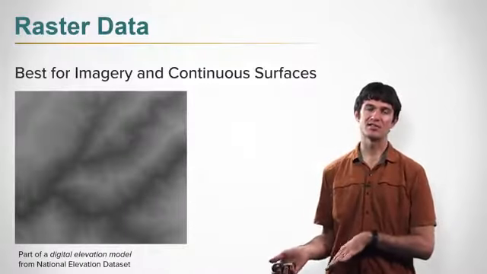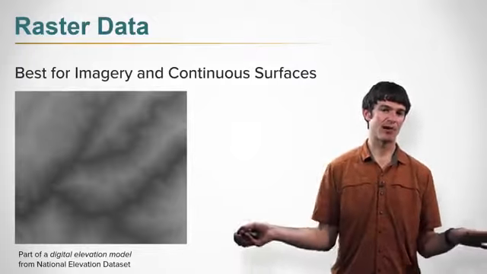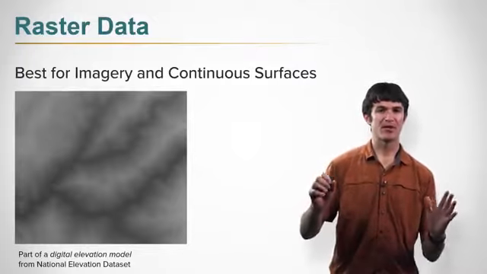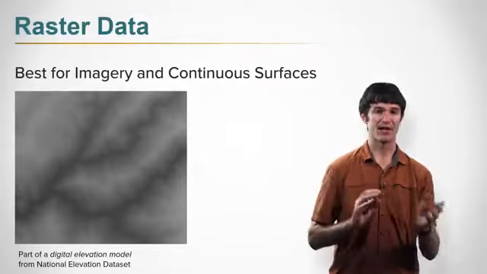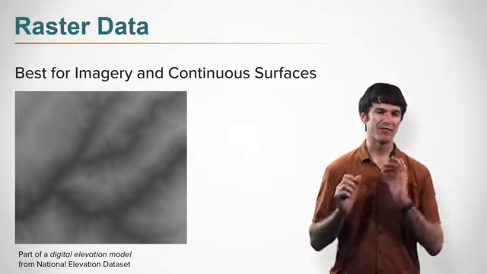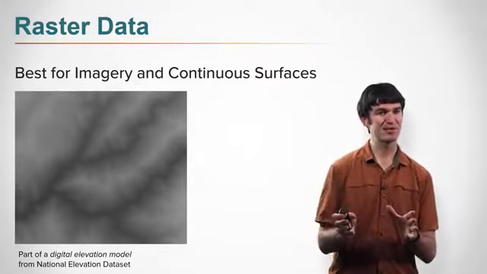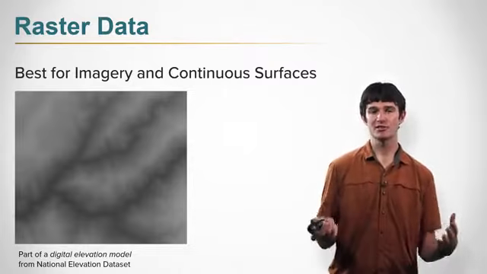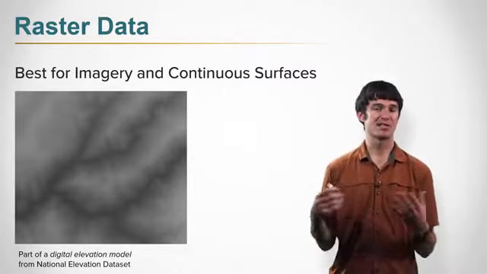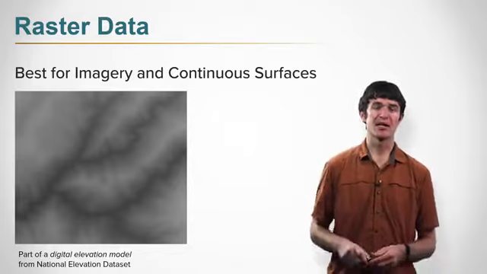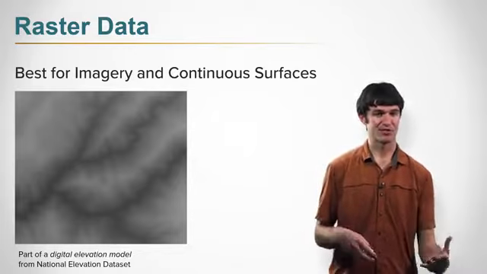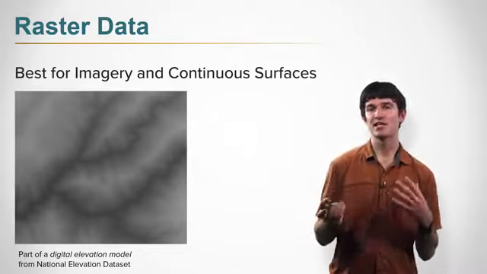Raster data is the counterpart to vector data. We talk about GIS data as being either vector data or raster data. There are a few other types, but principally these are the two that you're going to use. Raster data you've probably seen before. It's the type of data that your digital camera takes. It's best used for imagery like digital images or continuous surfaces.